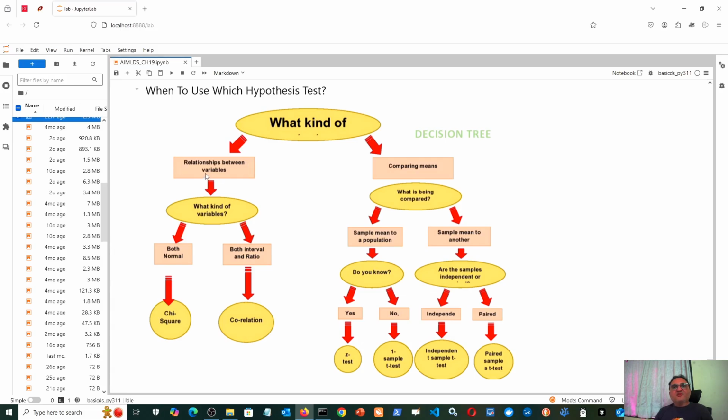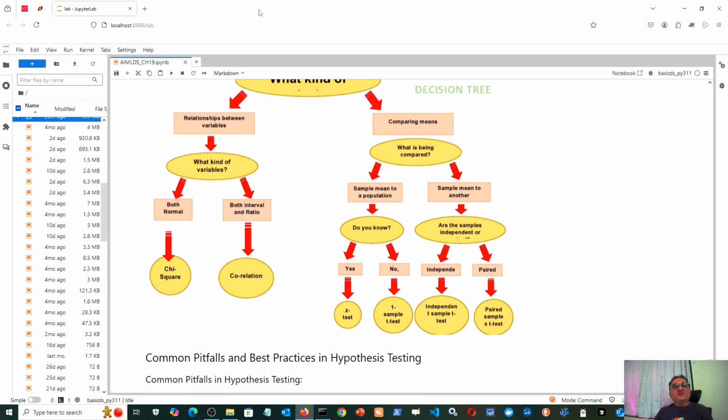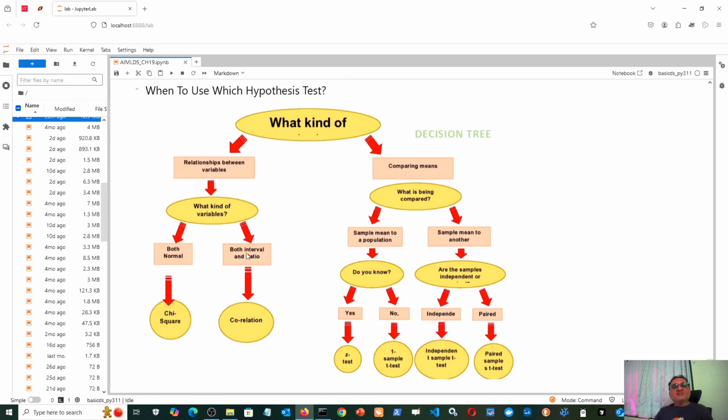Is it a relationship between variables or a comparison between means? Suppose it is a relation between variables, then what kind of variables are there? Are both variables nominal, or are they interval and ratio types? If all variables are nominal, then use the chi-square test. But if all variables are interval and ratio types, then use the correlation test, because interval or ratio can be defined only for numbers.